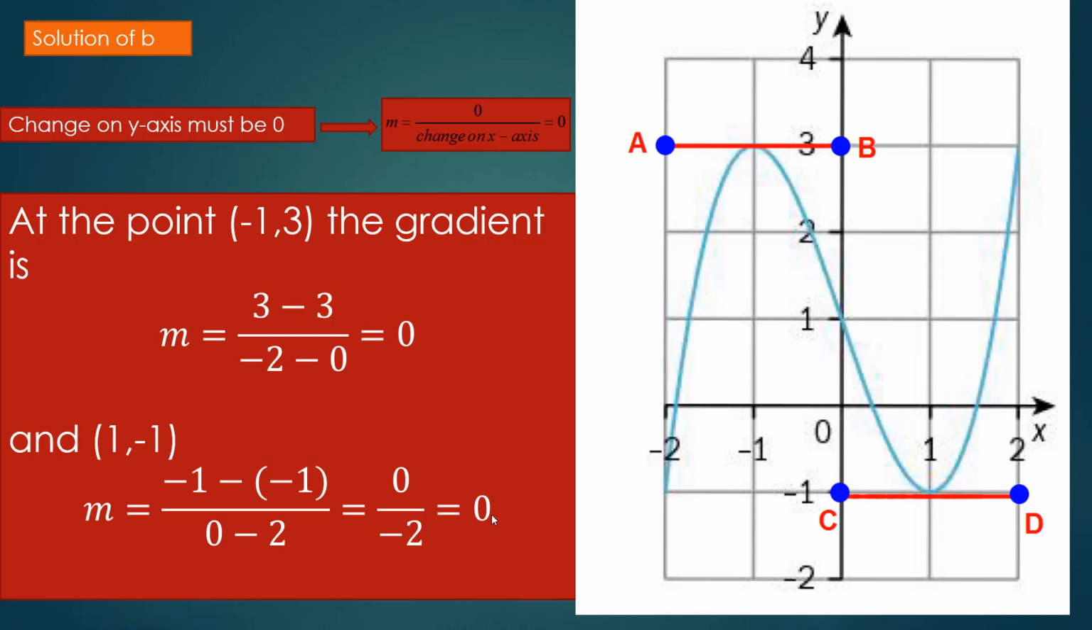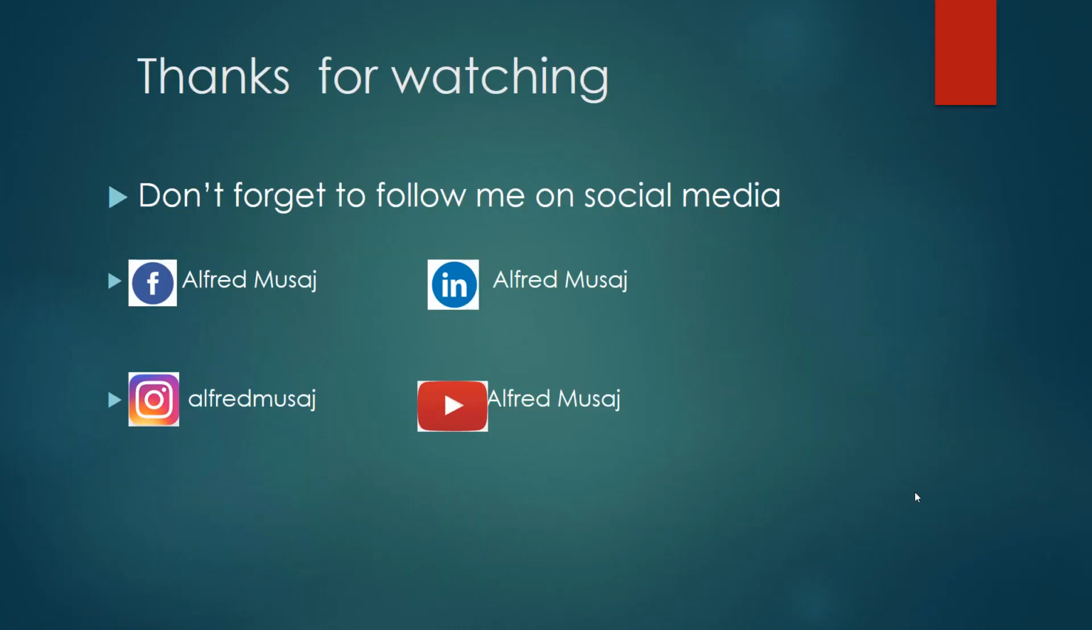As we said, the gradient is always 0 if the line is a horizontal line, which means the y coordinates are the same, such that it gives us the ratio 0 over the change on x-axis. That's why the only points where we can draw a horizontal line are the point minus 1, 3, and the point 1, minus 1.